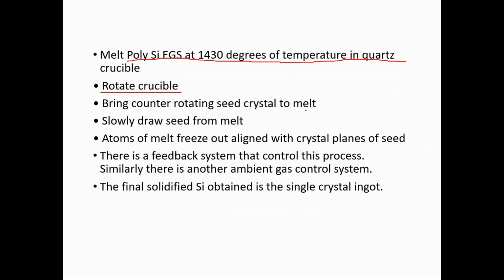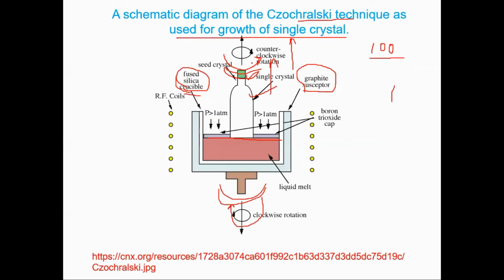Rotate crucible, the crucible is being rotated. Then bring the counter-rotating seed crystal to the melt. Then we slowly draw the seed from the melt in the upward direction. Your ingot is being moved in the upward direction. Here you can see this is being moved in the upward direction.